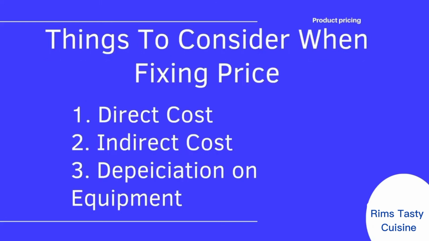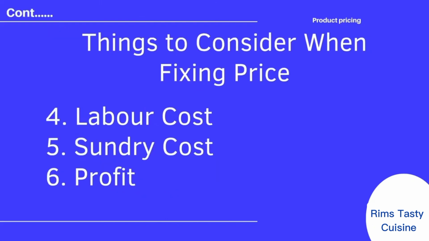So there are things you need to consider when you're fixing your price. So we have direct costs, indirect costs, and we have the depreciation on your equipment. We also have the labor cost, sundry cost, and your profits. So we're going to be discussing them one by one.